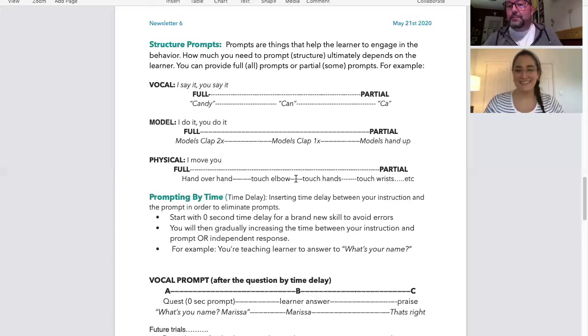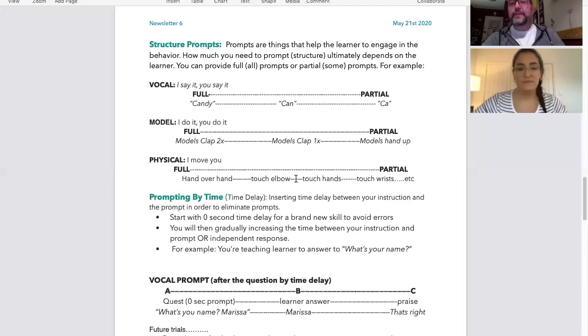And now notice I'm just bringing up the partial part. Clap your hands. Good. A few trials later, clap your hands. Hey, way to go. So again, I'm just taking away the length and the complexity of the model.